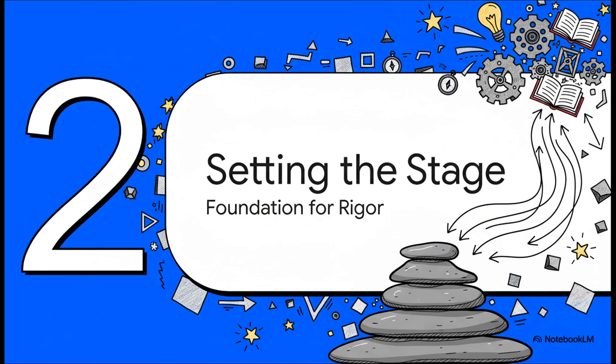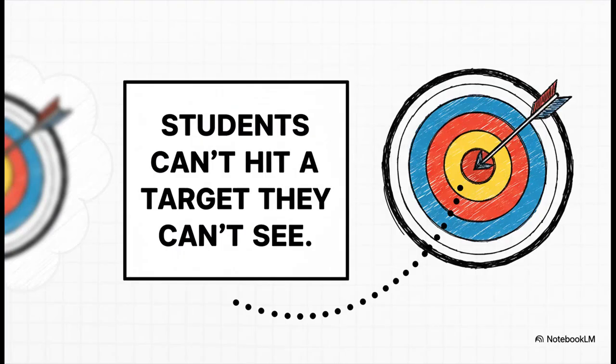Well, it all starts by laying a really solid foundation. You can't just ask your students to climb a mountain without giving them a map and a compass, right? This is all about making the goal and the path to get there crystal clear. And strategy number 1 is all about transparency. Because, hey, you can't hit a target you can't see.